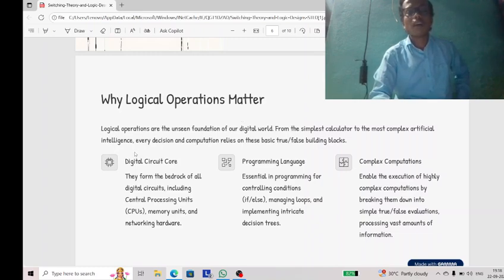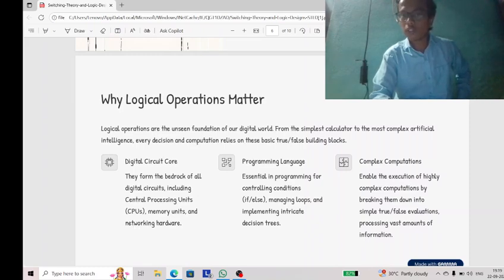Here we see the three modules. The first one is digital circuit core, the second one is programming languages, and the third one is complex computations. First of all, we see the first module, digital circuit core. They form the bedrock of all digital circuits, including the central processing unit, also known as the CPU, memory units, and networking hardware.